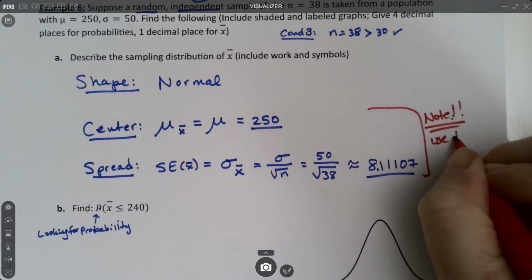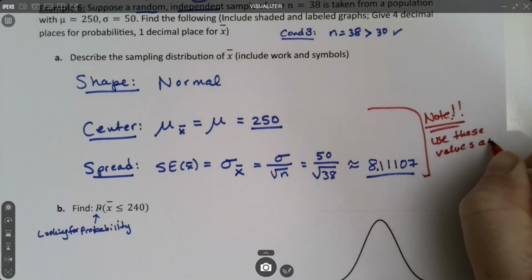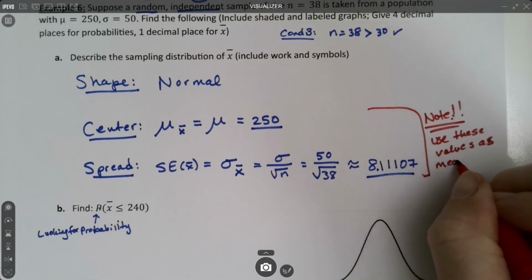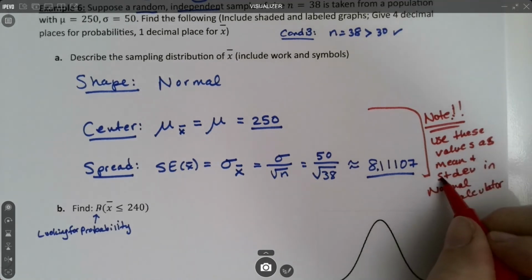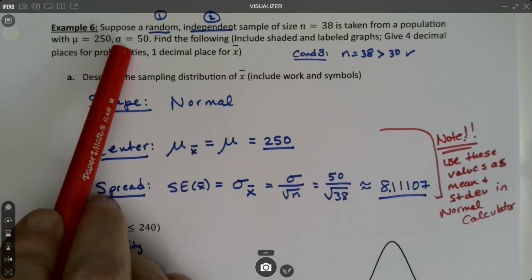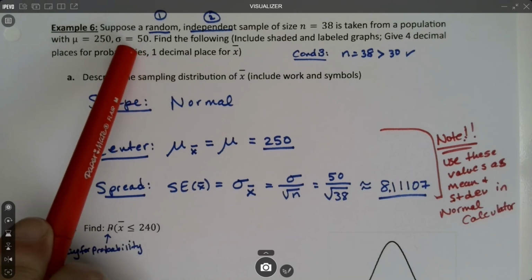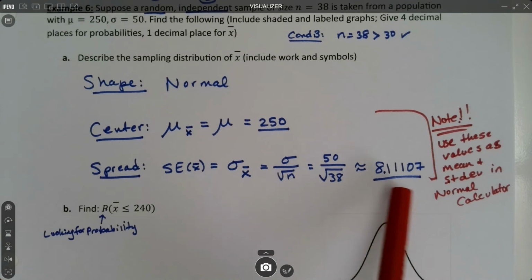Use these values as the mean, which is the center, and the standard deviation in the normal calculator. That's where people make a mistake. They see in the normal calculator that it asks for standard deviation, and they think, oh, the standard deviation was 50. But that's the standard deviation of individuals. We're talking about the standard deviation of the sampling distribution, which is this value here.